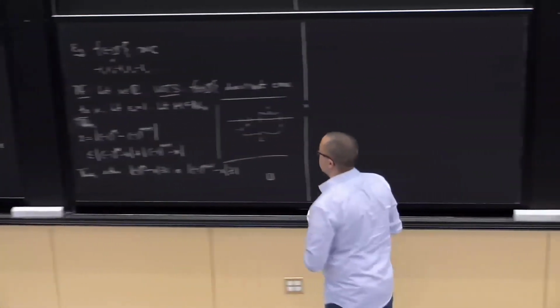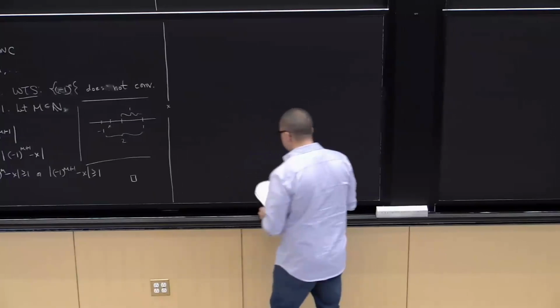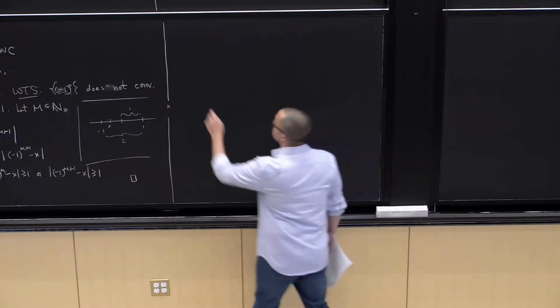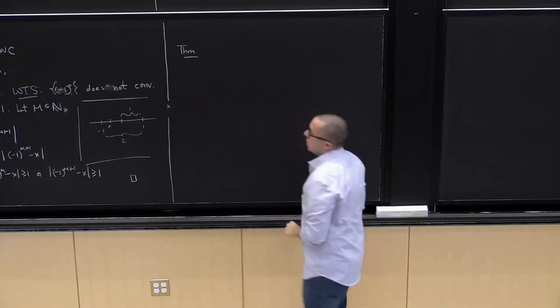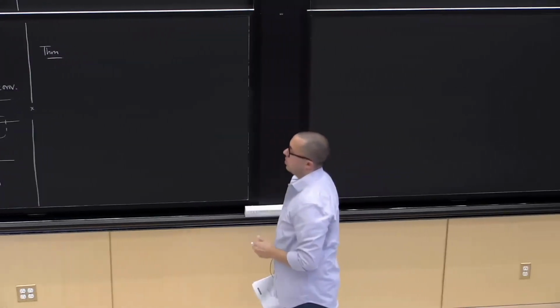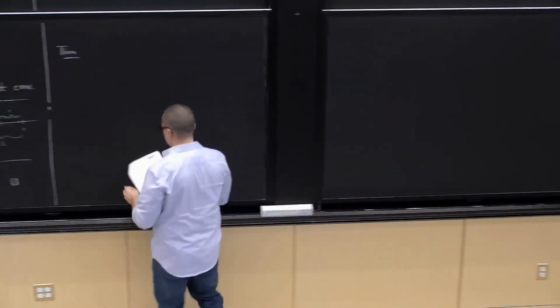Alrighty, so that's good for examples for now. Let's prove a general theorem about convergent sequences, namely that if I have a convergent sequence, then it's bounded.